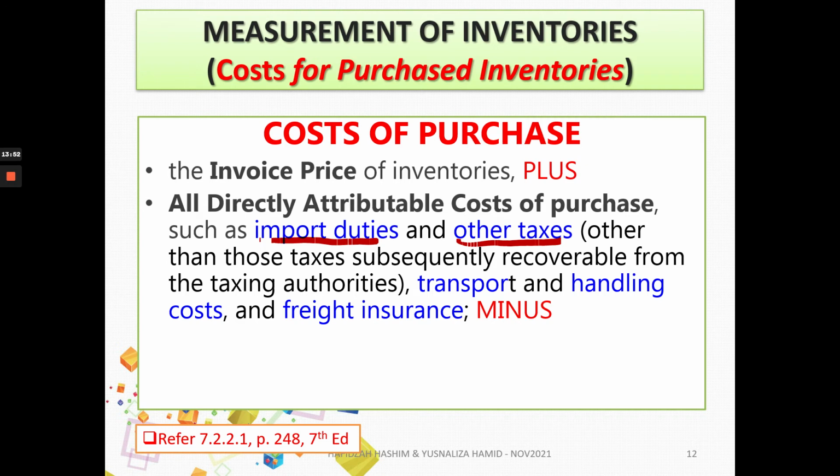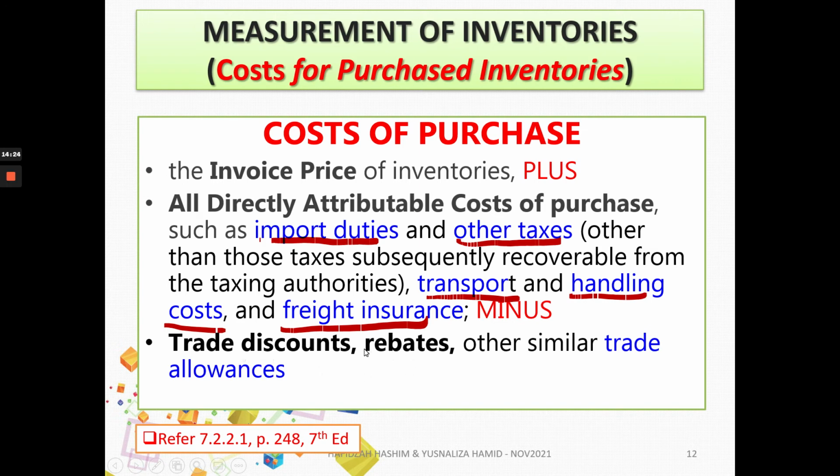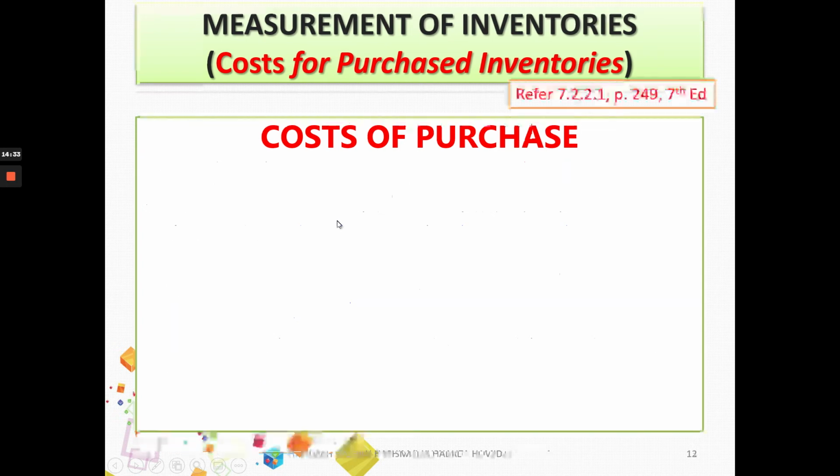other taxes. The other taxes here refer to taxes other than those that are subsequently recoverable from taxing authorities. As in the case of Malaysia, this is recoverable from the Inland Revenue Board. But we are not looking at that, we are looking at the non-refundable tax. Transportation costs and also handling costs, together with some freight insurance. That also needs to be considered, by deducting the trade discount, rebates, or other similar trade allowances. So basically, there are three major elements of cost of purchase.